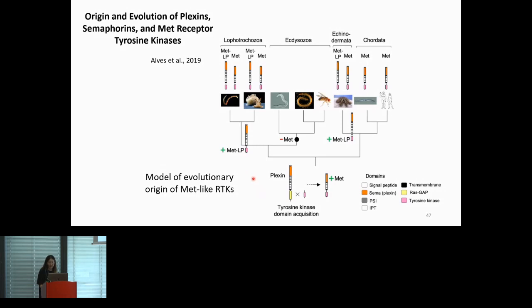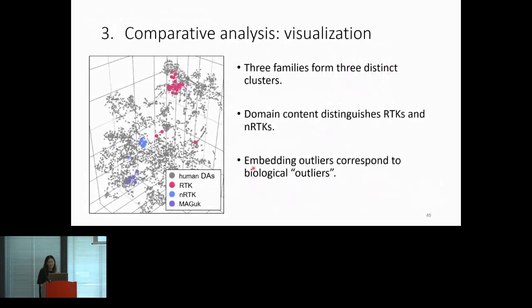And so in summary for this example, there are three families, RTKs, NRTKs, and MAGUKs. We see that they form three distinct clusters, and domain content distinguishes the receptors and non-receptors. And the outliers in the domain architecture space actually correspond to biological outliers. And by now, I hope I have convinced you that this framework is useful in exploring the relationships between domain architectures and generating hypotheses for us to explore.